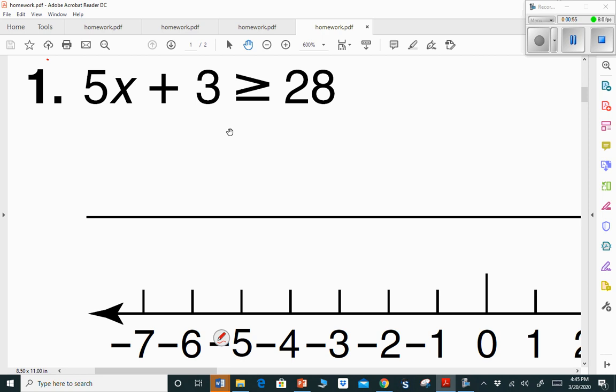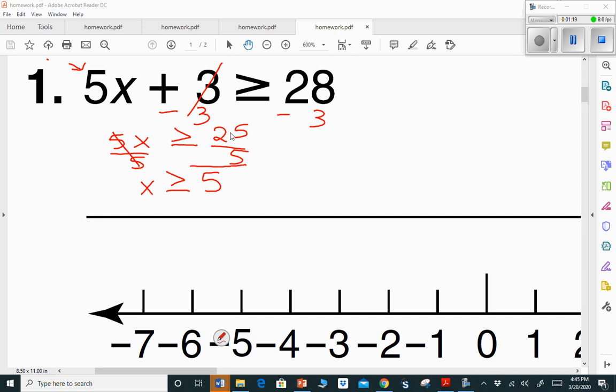So we're trying to get the x by itself. We're going to go ahead and subtract 3 from both sides. That gives us 5x is greater than or equal to 25. Divide both sides by 5, and that gives you x is greater than or equal to 5. This statement right here is the answer.